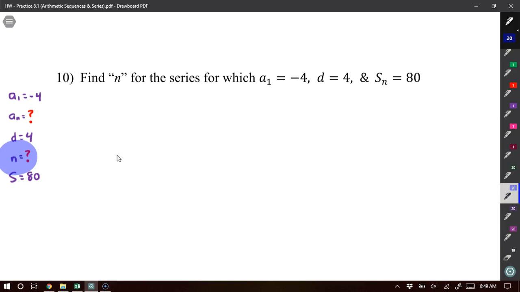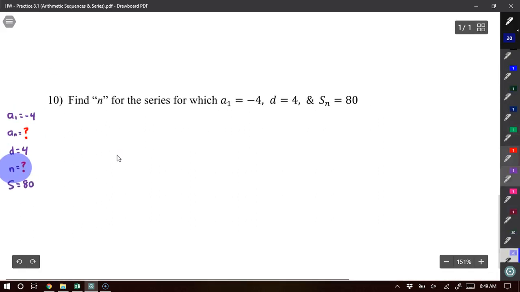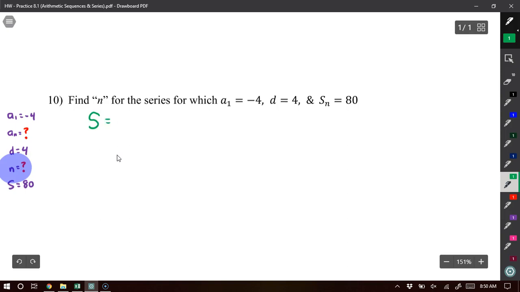Now, how do I go about getting there? Well, I'm going to start with one formula just to see what I have. I'm given a sum of 80, so I'm going to probably start with that formula. For an arithmetic series, the sum is take the number of terms, divide by 2, multiply by a1 plus a sub n. That's the sum formula for an arithmetic series.